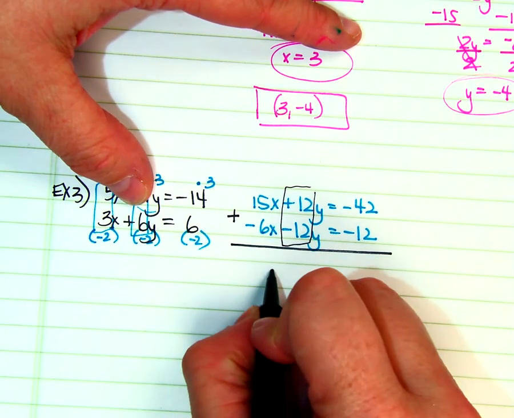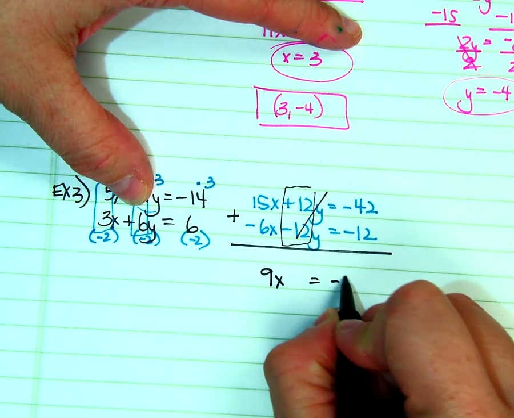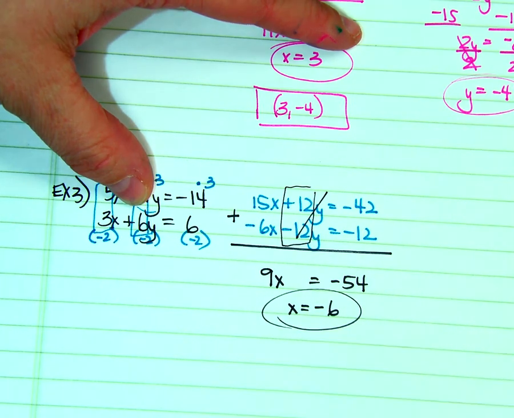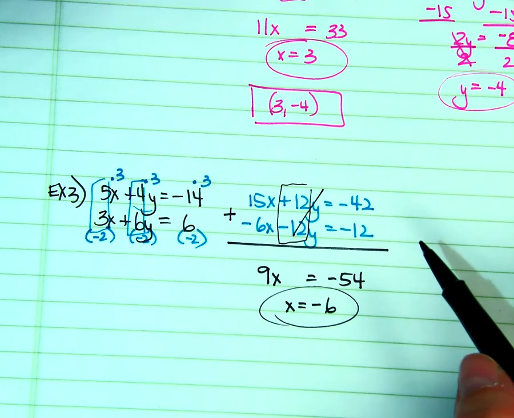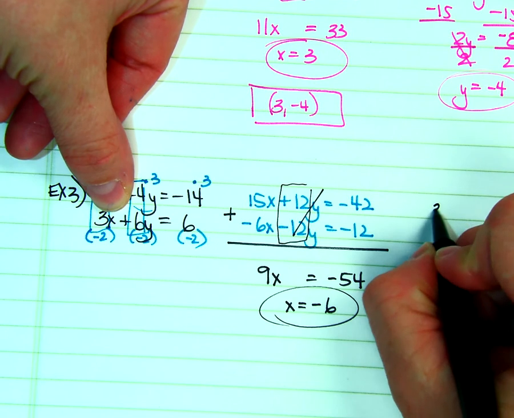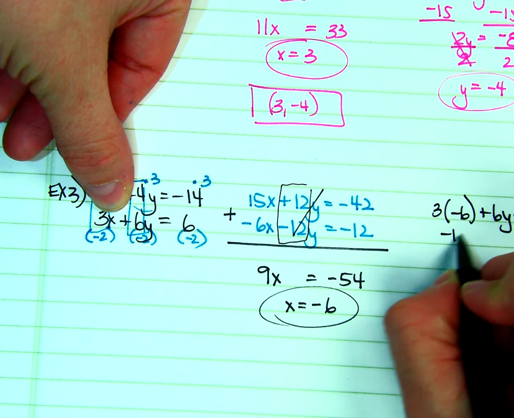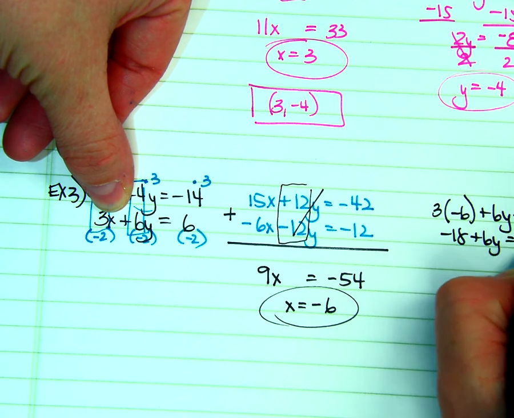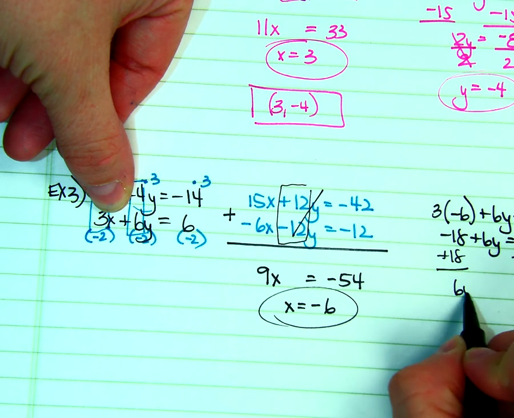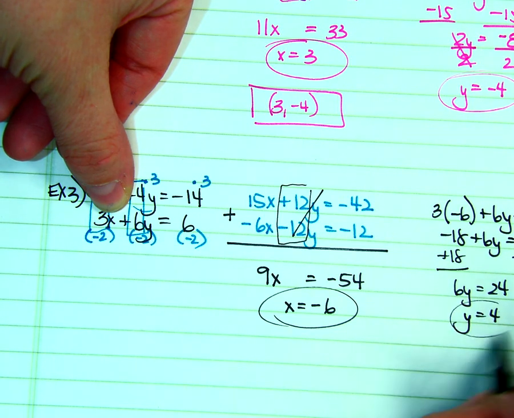15 minus 6 gives me 9x. Y's are going to eliminate, equals negative 54. So x equals a negative 6. So there's half of my ordered pair. I'm going to always go back to the original, and I'm definitely going to pick this bottom one because the numbers are much smaller. Now I need to find my y. I'm going to add 18 to both sides. So 6y equals 24. Divide both sides by 6, and I get y equals 4.